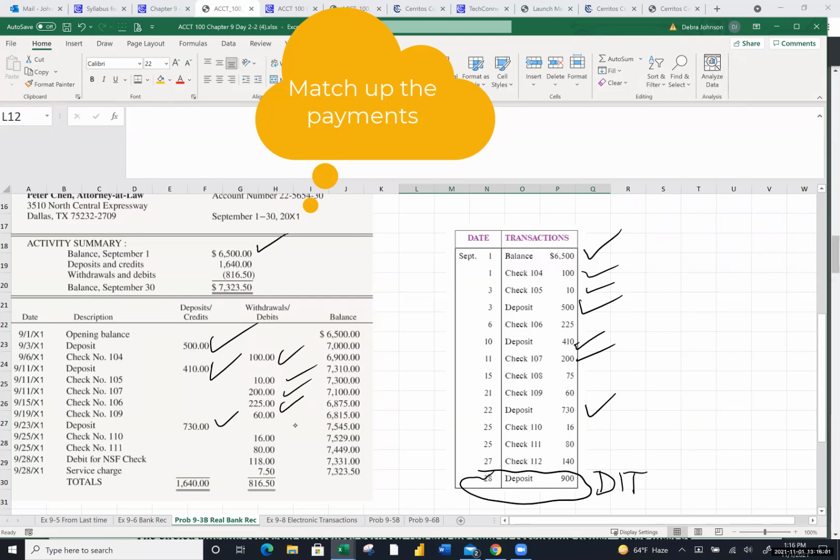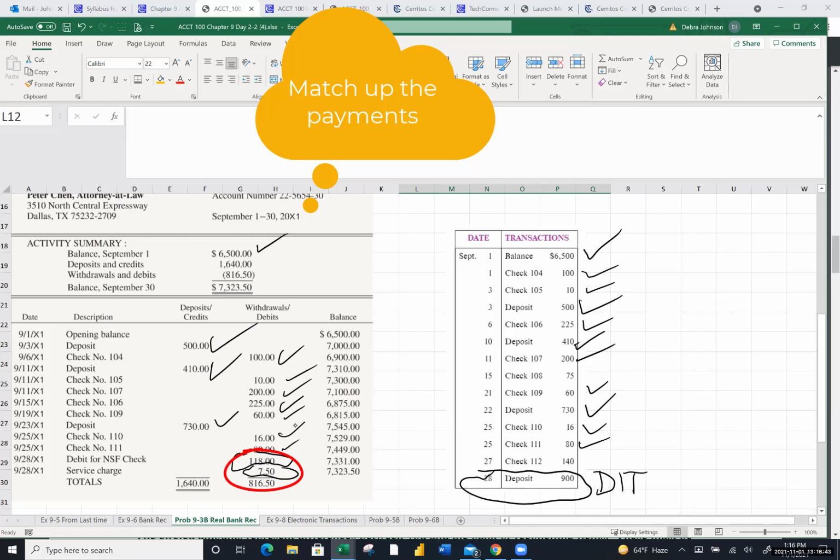$225. Looks like it cleared. Check it off. $60. Check 109. Looks like it's cleared. I'm going to keep on going here. $16. Check number 110. I do see that. $80 has cleared. Check it off. And now these last 2 items, you notice they're not checks. They're 2 transactions. I don't see this one over on my side, nor do I see this service charge. So I'm circling them because they don't match.